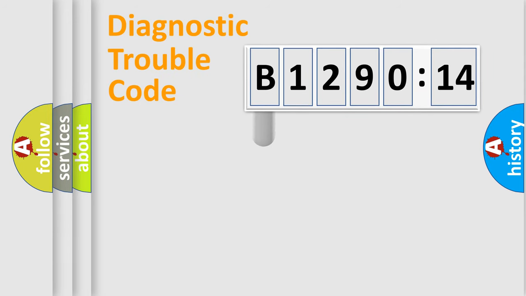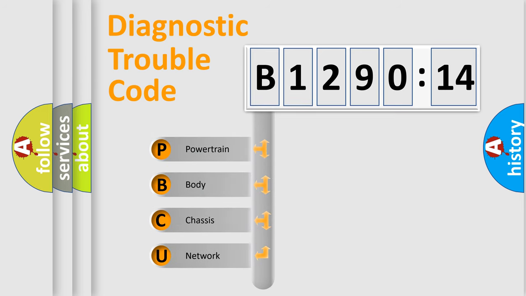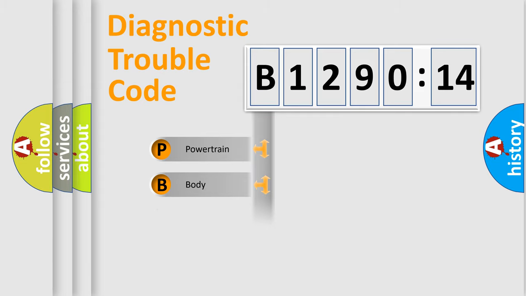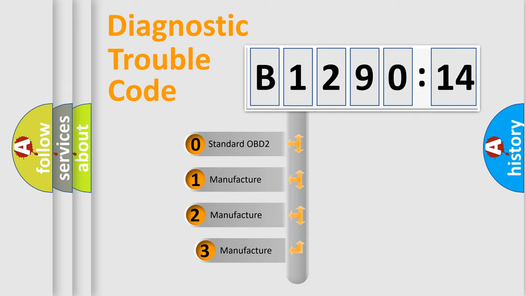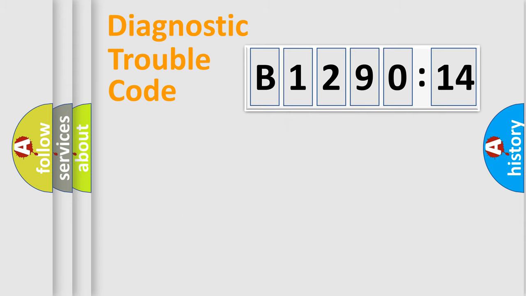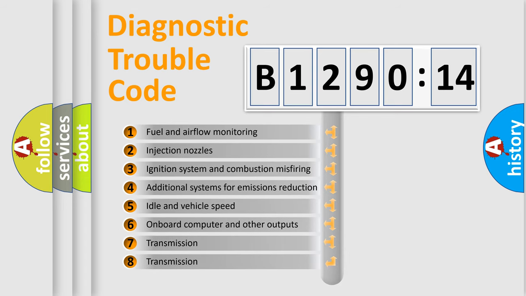Let's do this. First, let's look at the history of diagnostic fault code composition according to the OBD2 protocol, which is unified for all automakers since 2000. We divide the electric system of an automobile into the four basic units: powertrain, body, chassis, network. This distribution is defined in the first character of the code. If the second character is zero, it is a standardized error. In the case of numbers 1, 2, 3, it is a manufacturer-specific expression of the error.